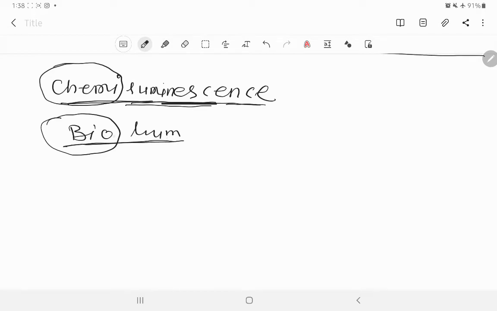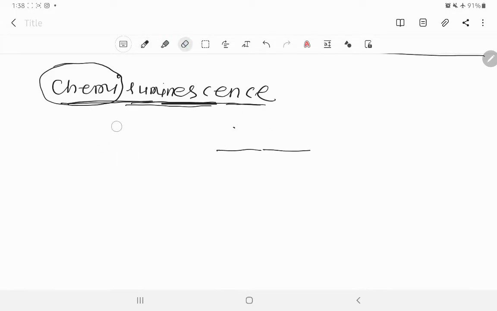For example, we know the firefly. There is a metabolism of luciferin, which is a luminescence phenomenon. It is called bioluminescence. Okay, but this is not included in our syllabus. There are more examples of bioluminescence phenomena: emission of light by jellyfish, emission of light by firefly, and different phenomena are there. 2010 Nobel Prize in Chemistry for this green fluorescent phenomenon.